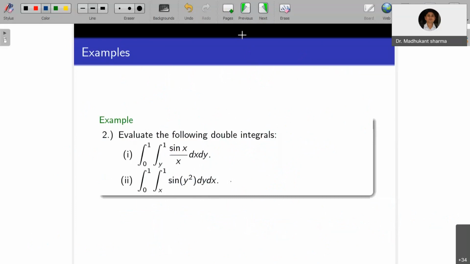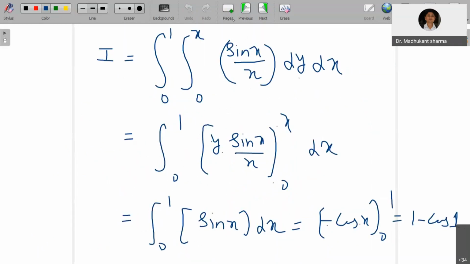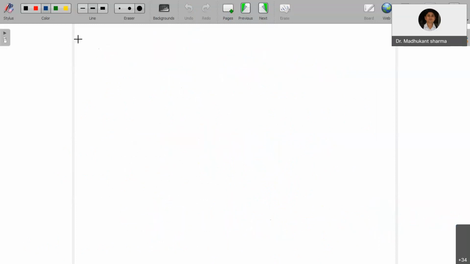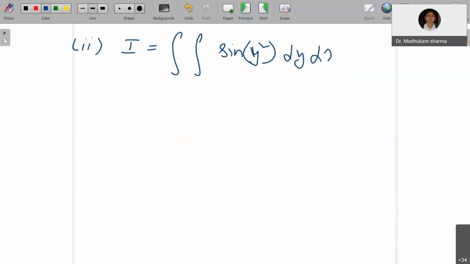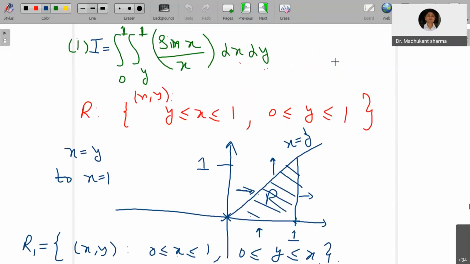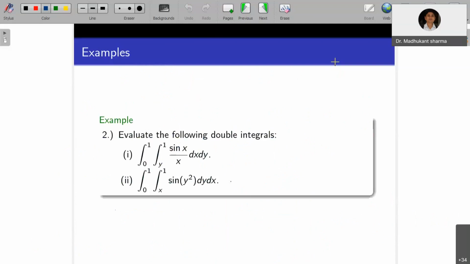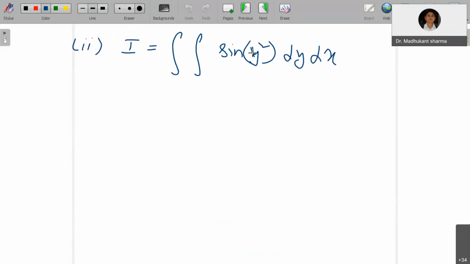Okay, or let me write it. Sine y square, right? So let's have the second problem. So you have I equals the integration of sine of y square dy dx, and the limits are x to 1 and 0 to 1.